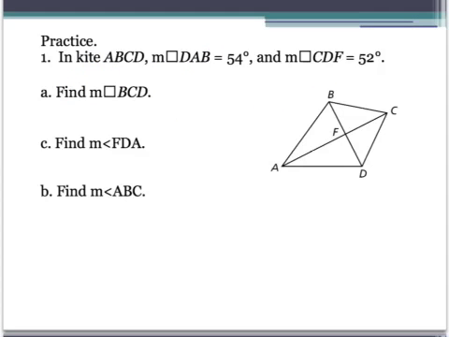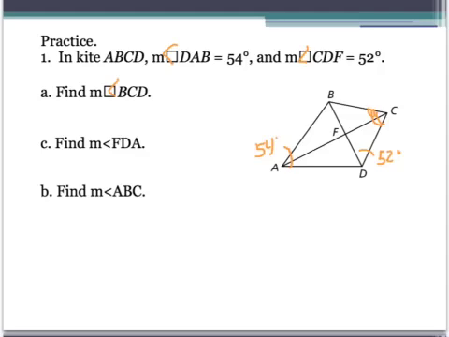Alright, so we're going to start practice problem number 1. We have kite ABCD, and the measure of angle DAB is 54. So this whole angle is 54 degrees. And the measure of angle CDF is 52. We want to find the measure of angle BCD. This one right here. Sorry, this whole one. Okay.